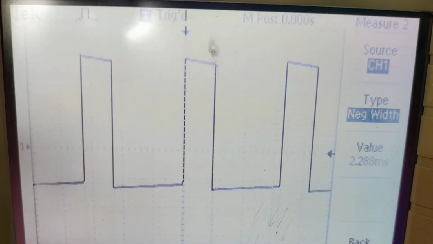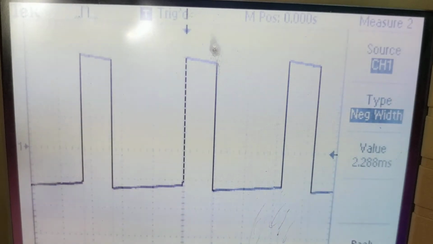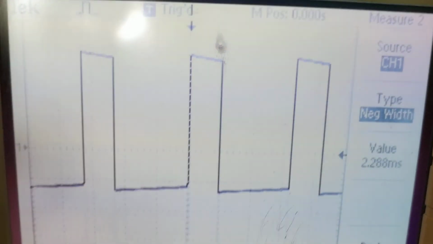So you can calculate the duty cycle there: on time period divided by on time period plus off time period. Okay, so that is the first practical.